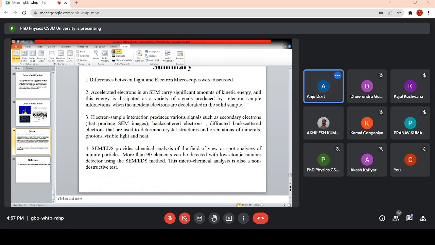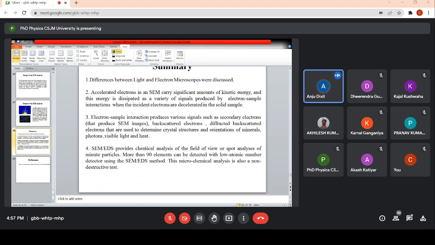Distributed means कि जब इलेक्ट्रॉन सैंपल के साथ इंटरेक्ट करेंगे तो वो कुछ एनर्जी अपनी यूज करेंगे. सेवरल इंटरेक्शंस बेसिकली वहाँ पर होंगे. Third, electron-sample interaction produces various signals such as secondary electrons that produce SEM images, and back scattered electrons. और मैंने secondary और back scattered electrons का डिफरेंस भी डिस्कस किया था. Secondary electrons स्लो थे, back scattered electrons बेसिकली फास्ट थे. Diffracted back scattered electrons are used to determine crystal structure and orientation of minerals; there are also photons, visible light, and heat.